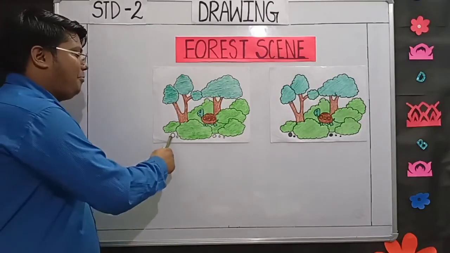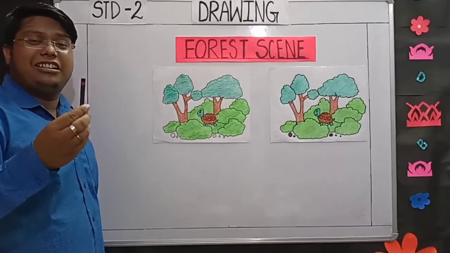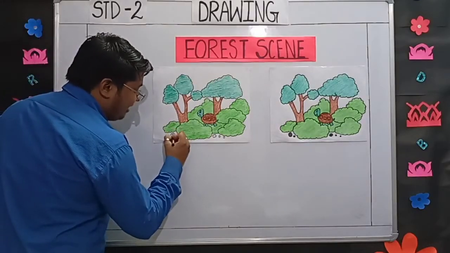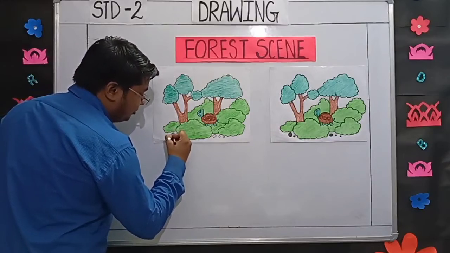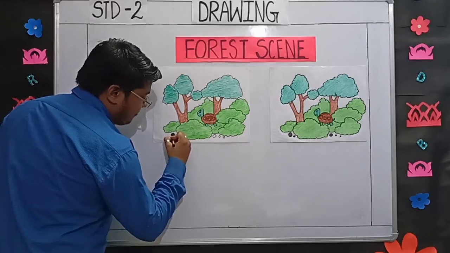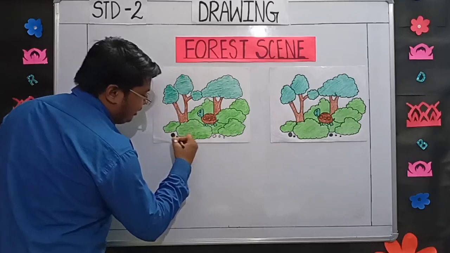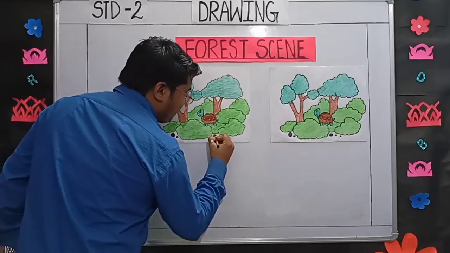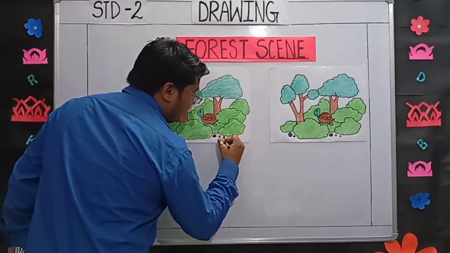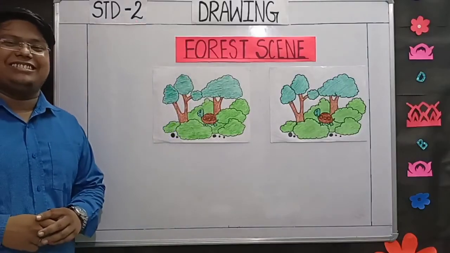Now it's time for pebbles and stones. We will use black color to color them. This is a black shade and we will color the pebbles and stones. See here. It is very easy, students. You just have to be careful. And after coloring this small stone, the picture is complete, right?